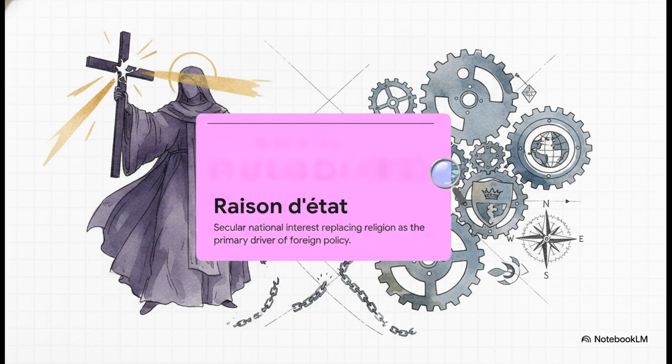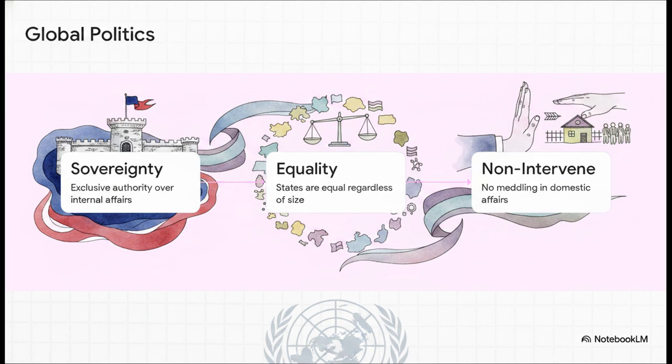Foreign policy wasn't primarily driven by religious affiliation or divine mandates anymore. Instead, the decisions of a state became driven purely by what was in its own best secular, strategic, and economic interest. And this secularization paved the way for three massive pillars that shape our entire world today. Step 1, the sovereign nation-state, meaning a state has exclusive authority over its own internal affairs. Step 2, the legal equality of states.